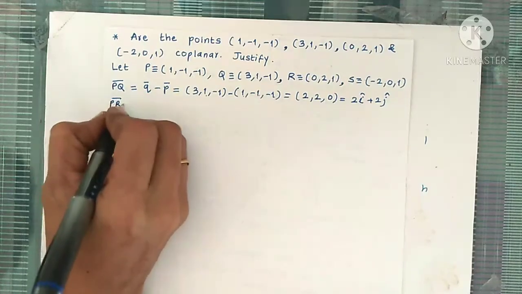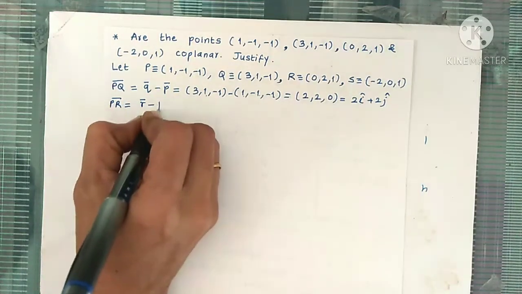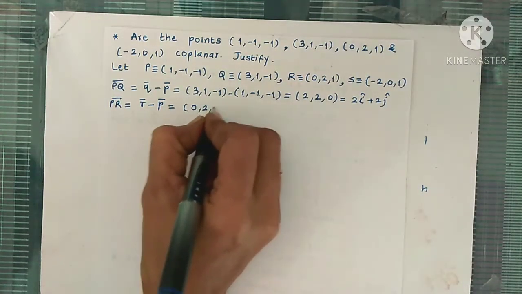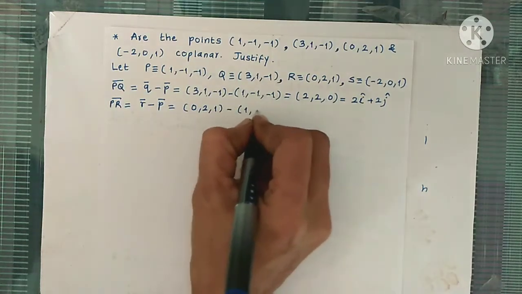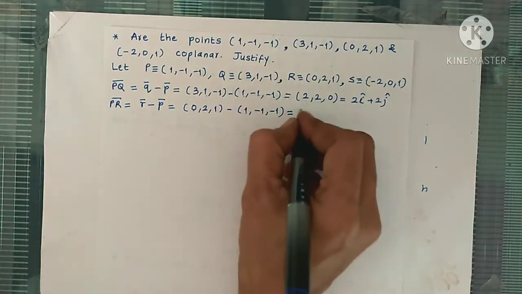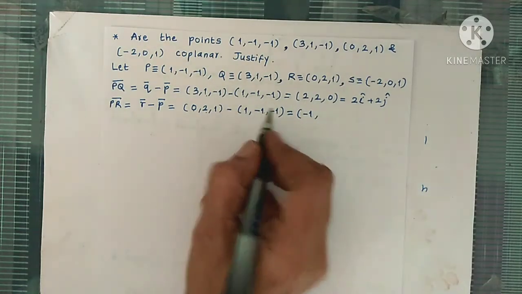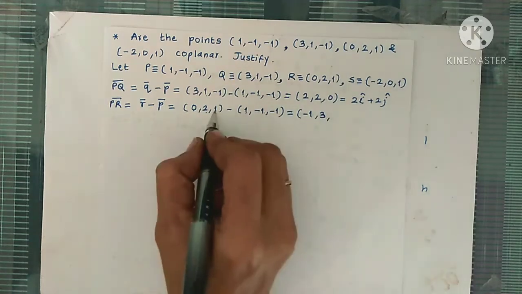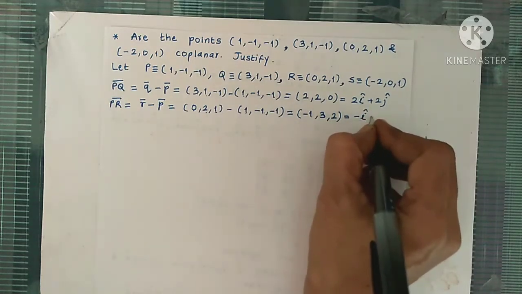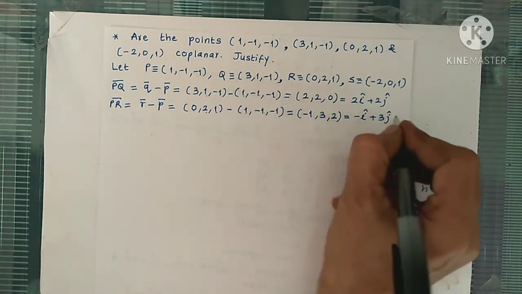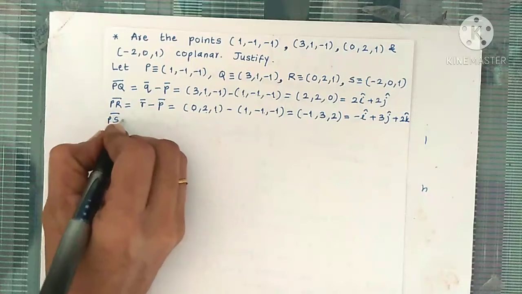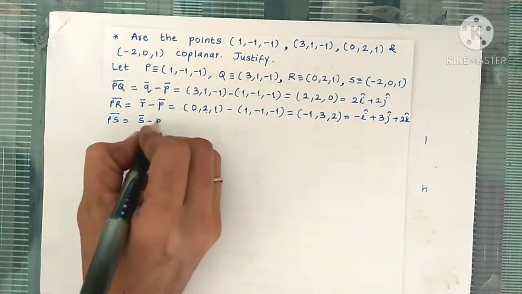Next vector is PR bar. So taking P common, R bar minus P bar. Now R is 0, 2, 1, minus P, that is 1, minus 1, minus 1. So we have 0 minus 1, that is minus 1. 2 minus minus 1, 2 plus 1, 3. 1 minus minus 1, that is 1 plus 1, 2. So it is minus i cap plus 3 j cap plus 2 k cap. And the last vector is PS bar, S bar minus P bar.